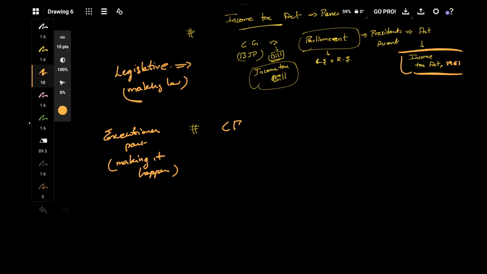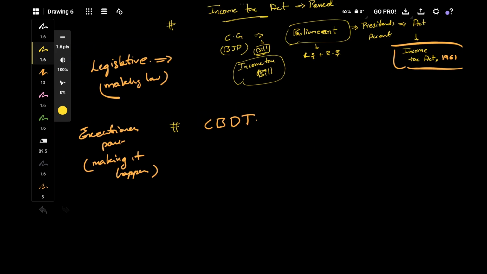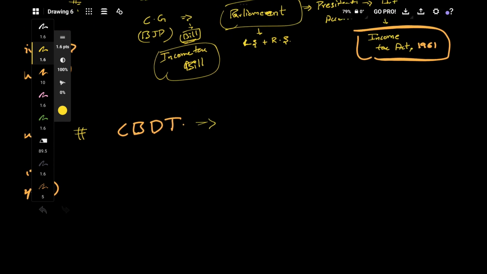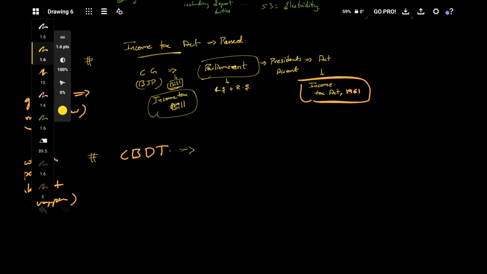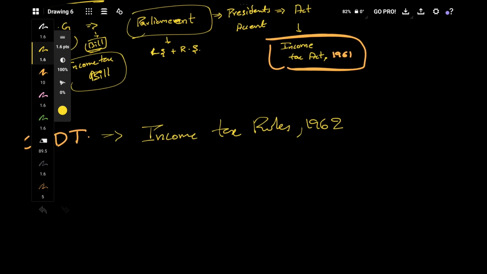So our CBDT, Central Board of Direct Taxes, does this. Our Central Board of Direct Taxes has formed the Income Tax Rules 1962 in the year 1962. These are the rules for how the tax has to be paid, at what time it has to be paid. So all those practical rules, basically how the practical things should happen.